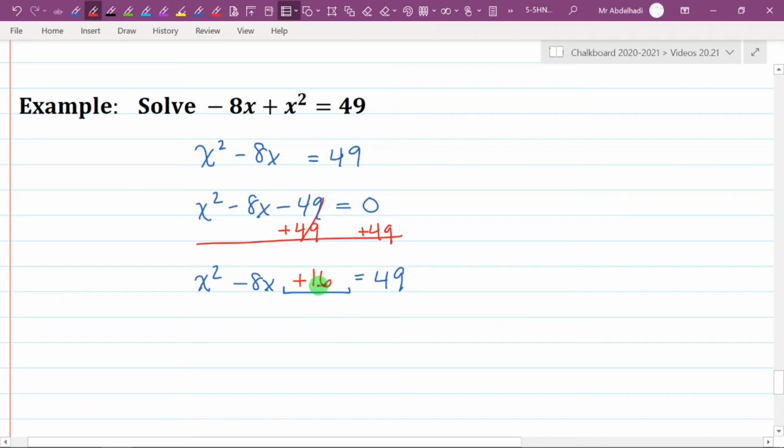So if I add 16 to this side to make this a perfect square trinomial, which it is now, I also have to add 16 to this side to keep the equation balanced. So now what is this the square of? This is a perfect square trinomial now. What is this the square of?